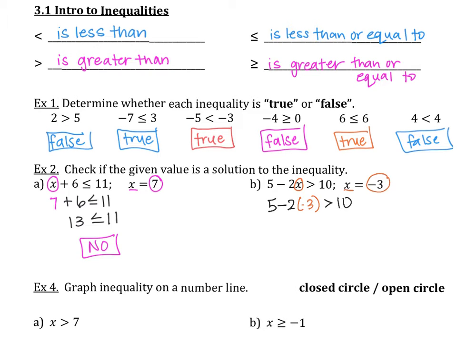That symbol is 10. See, minus 2 times -3 is positive 2 times 3 is 6. 5 plus 6 is 11. That symbol is 10. Okay, if I don't remember that symbol, I'm going to go look at my list real quick. This one is this one. So is 11 greater than 10? Yeah, 11 is bigger than 10. So yes, that would be a solution to that inequality.